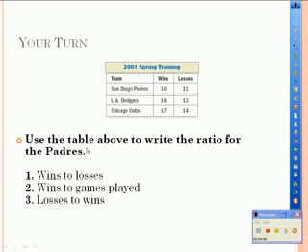Your turn. Now try to use the table above to write the ratios for the Padres. You may choose how you write it, either using words or numbers. Press pause and try these three problems.